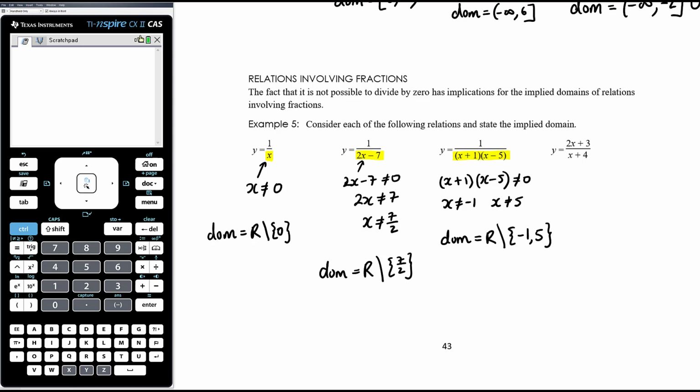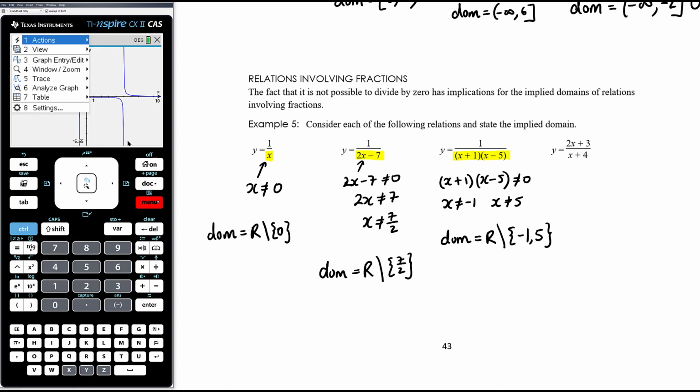Let's just have a quick look at what that graph does look like to verify what we've just found. If I sketch the graph of 1 over (x plus 1)(x minus 5), we get this graph here, and it does indeed look as though it's got asymptotes at x equals negative 1 and x equals 5. There's no function in your CAS to find the equations of asymptotes, but you can test for it by having a look in trace mode.